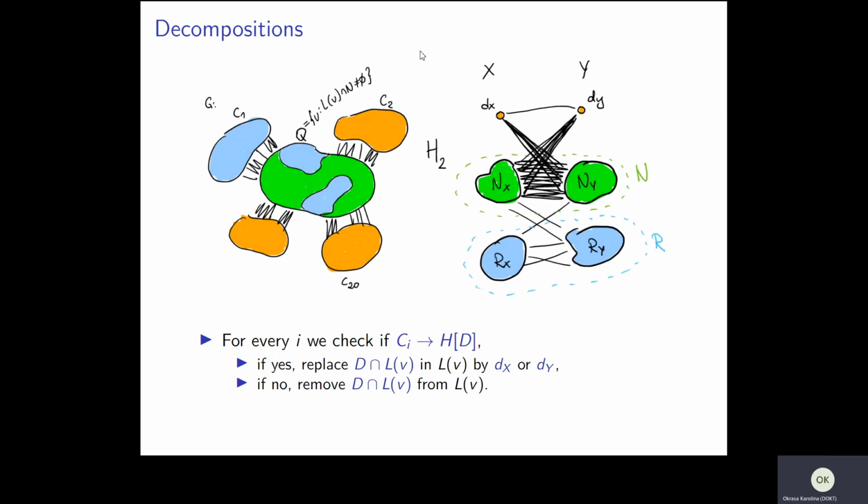Yep, and we construct a new instance G of L-Hom(H2) as follows. We only modify the lists of the vertices of those Ci, because if there is a homomorphism from Ci to D, we replace the vertices from D on the lists by dx and dy respectively, depending on the bipartite class. And if there is no such homomorphism, then we just remove the vertices of D from the lists, as we won't use them anyway.